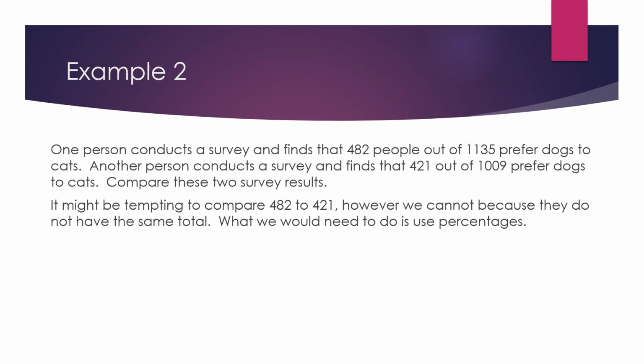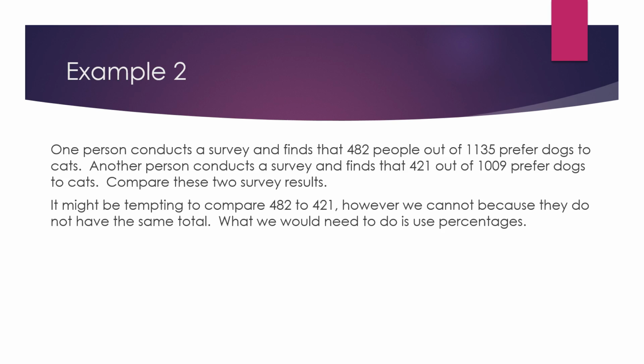So what I find is that a lot of times the initial thought is to compare those two numbers as they are, 482 to 421. But it is the age-old apples to oranges because they're not out of the same number. So what we would have to do in this case is we need to level the playing field by using a percentage. So a percent is per 100.